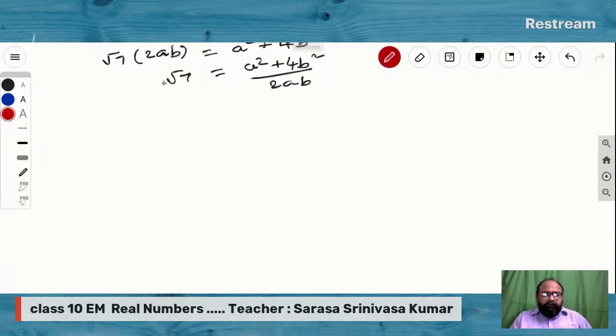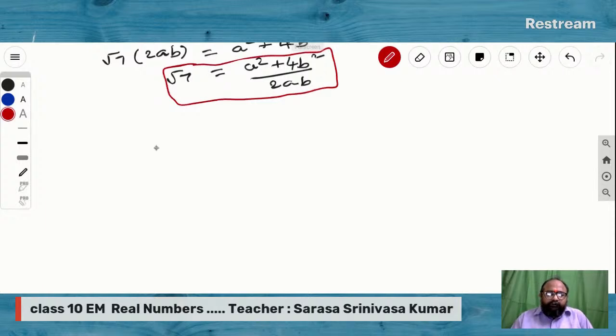So we got square root of 7 equal to (a square plus 4b square) divided by 2ab. Square root of 7 equals a square plus 4b square by 2ab. Now we consider the right hand side terms.